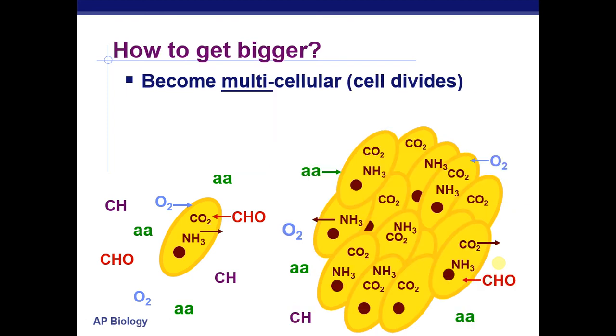So, how do we get bigger organisms like us? And the answer is to become multicellular, to divide, because now each of these cells has a high surface area to volume ratio and can exchange nutrients and waste with the outside environment extremely fast and maintain life.